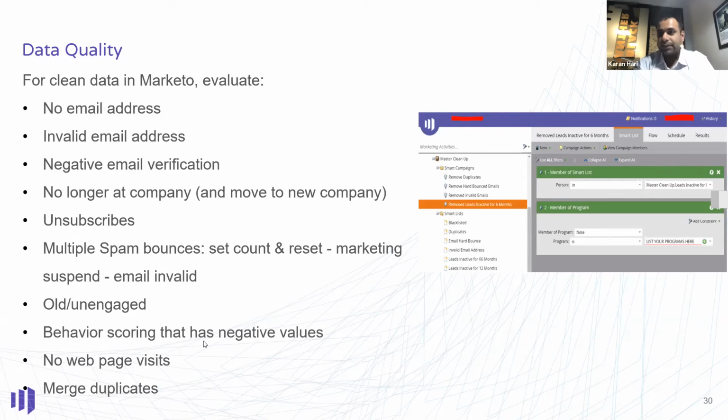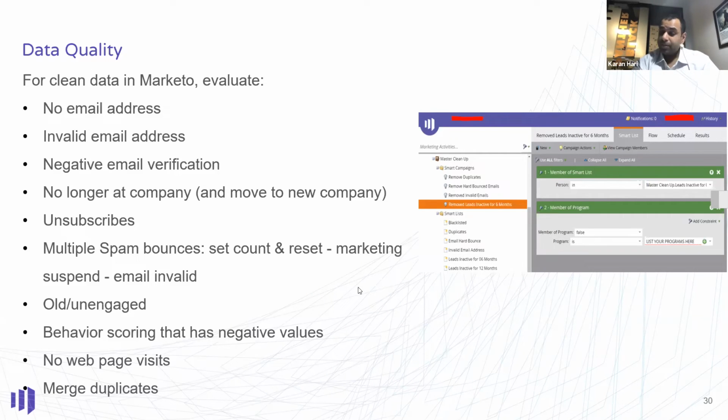Old or unengaged leads: basically leads who haven't engaged with you in the past full year. Consider sending them a last chance email, or a series of last chance emails, perhaps an engagement program, just to see if they are engaging with your content at all. And if there is still no engagement, consider removing them from your database to make sure that you have a healthy database full of people who are engaging with your content.